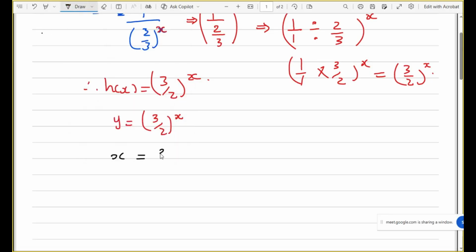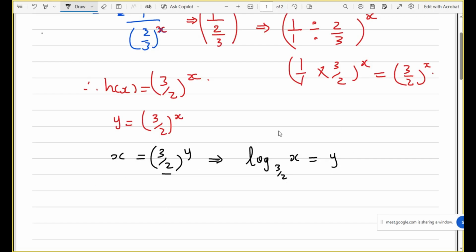Interchange x and y, meaning that where there's x, you write y, and where there's y, you write x. Then you can use the logs. Remember, if I write this in log form, the base is 3/2, so this will be log x to base 3/2, and this is equal to y.